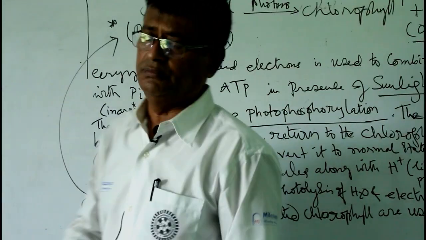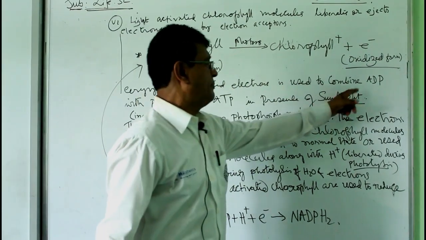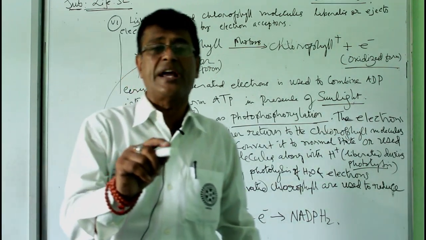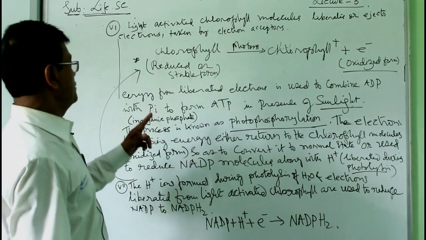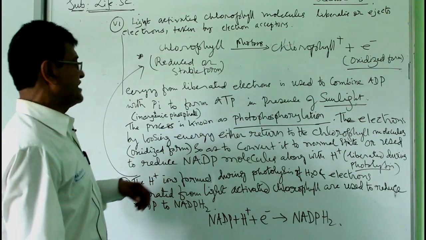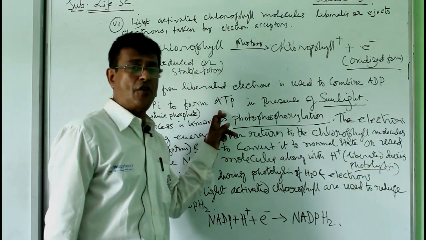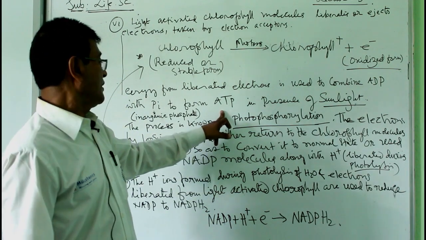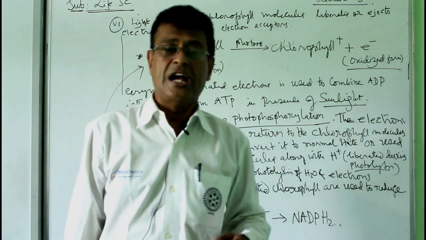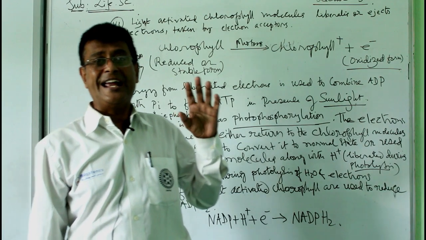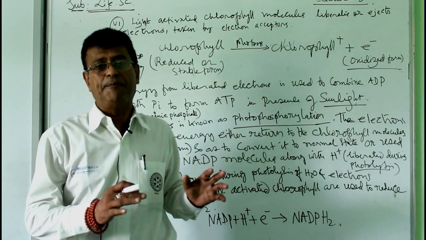Now what happens here? The energy from the liberated electrons is used to combine ADP, adenosine diphosphate, a chemical, with Pi, that is inorganic phosphate, to form ATP, adenosine triphosphate. It is a high energy molecule formed in presence of sunlight, and you people know that ATP is known as the energy coin, which the organisms keep stored.